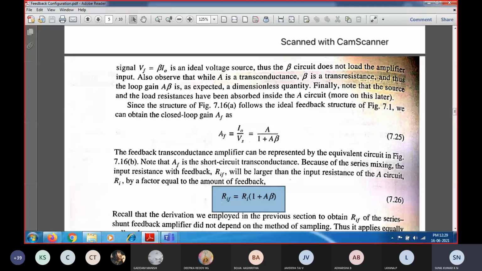Now you have to write the corresponding feedback gain for this series configuration. Feedback gain, again you are going to have the same gain expression A over 1 plus A beta. The only thing is that now you are going to have a change in the signal. What is the output signal? It is nothing but a current, and what is the input signal? It is nothing but a voltage. Hence it is called a transconductance amplifier. The configuration is series configuration, and the gain we are going to get as I naught by Vs, which will be equal to A over 1 plus A beta.